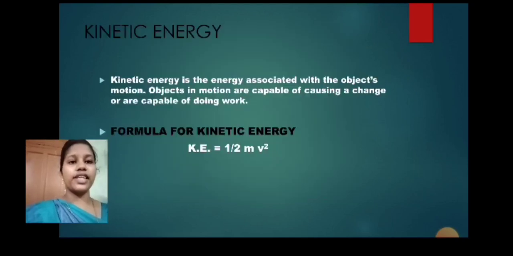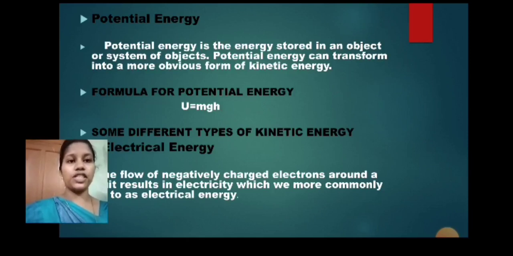Kinetic energy is the energy associated with the object's motion. The formula for kinetic energy is equal to 1/2 mv². Potential energy is the energy stored in an object or system of objects. The formula for potential energy is U equals mgh.